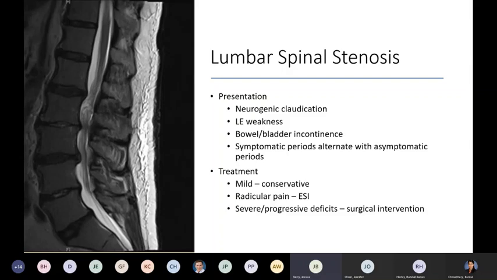Again, treatment is going to be based on the severity of the symptoms and the compromise seen on imaging. But again, for severe and progressive deficit, surgical intervention is warranted. A lot of people who primarily have pain or some mild weakness will live with some degree of deficit related to this and just continue to be monitored.